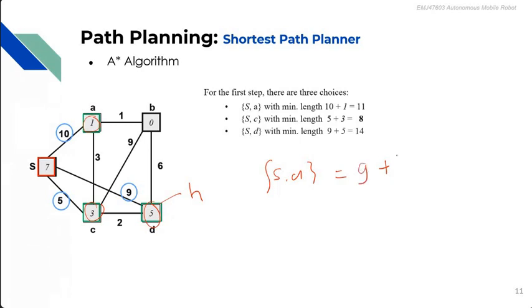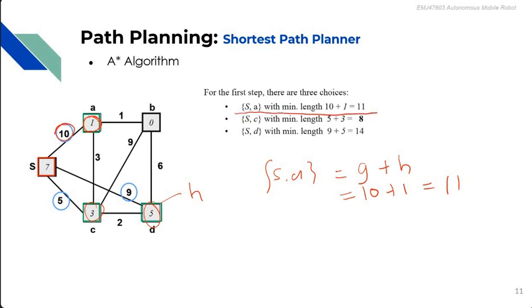G plus H, right? So what you are calculating here, G is the distance between the starting position S to A. A is here. So S to A is actually 10, right? So G there is 10. H there is actually 1, right? So that's why you get 11, which is here.